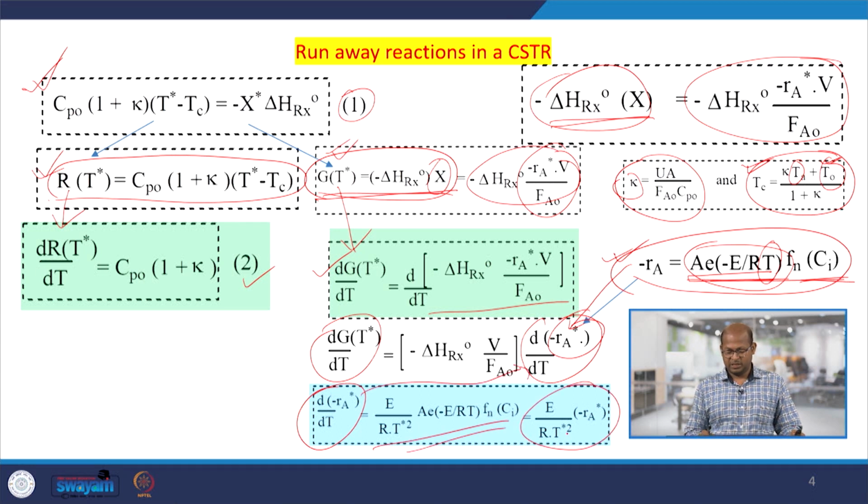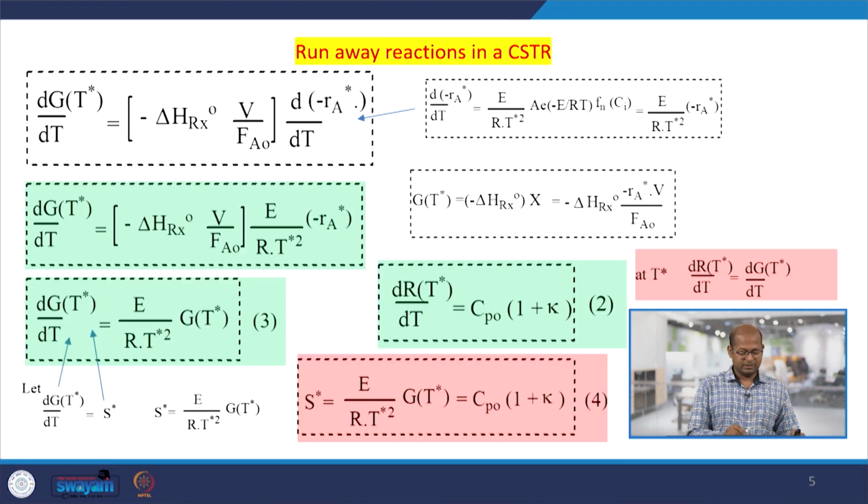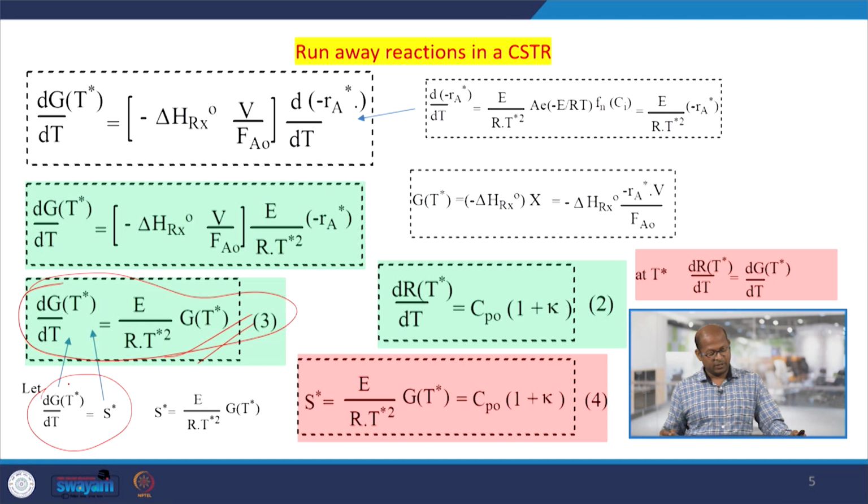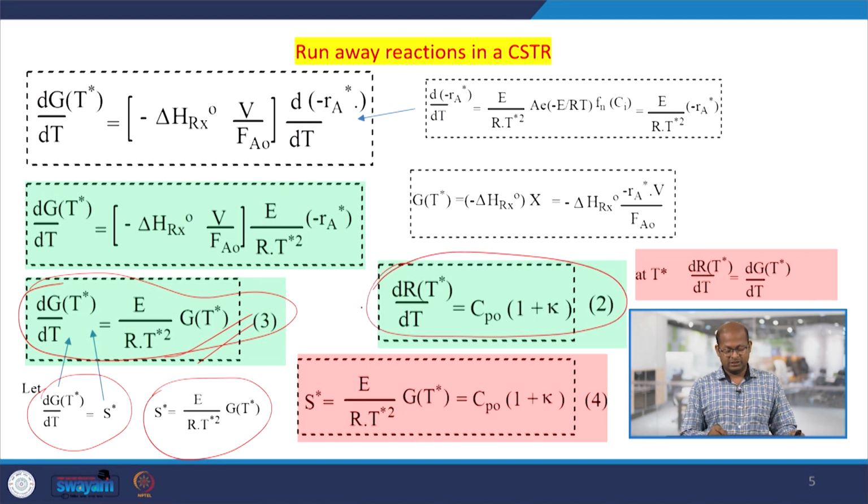If we substitute it here, the heat generation term gives equation 3, dG T star by dT equals this. We can write these terms as A star, equals this. The heat removal term is this. This is the gradient of heat removal, and this is the gradient of heat generation. Since heat removal and heat generation are the same when there is no runaway, that is at steady state conditions.